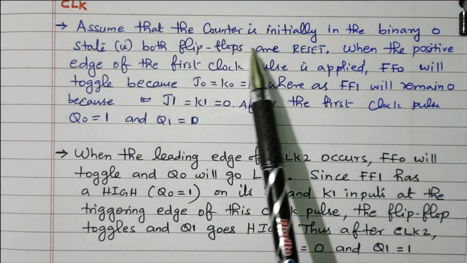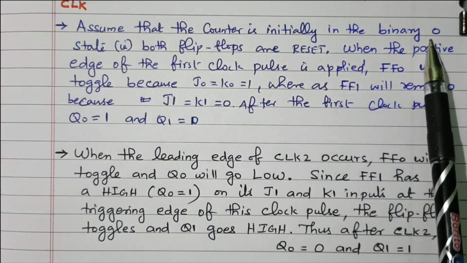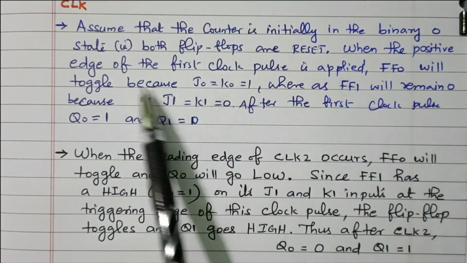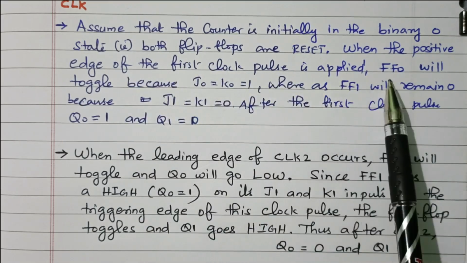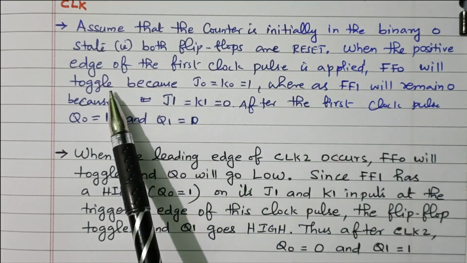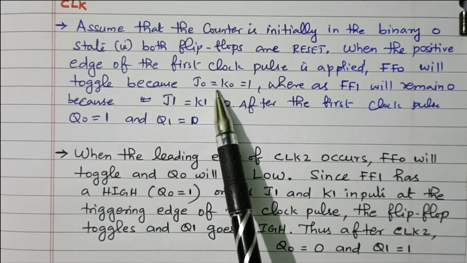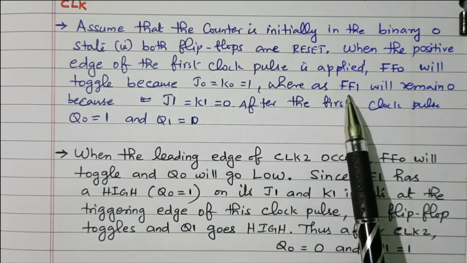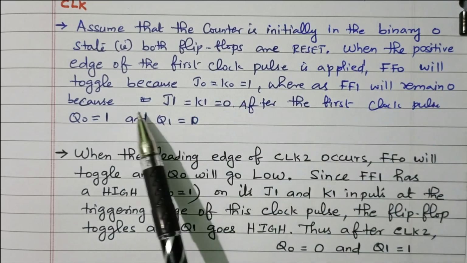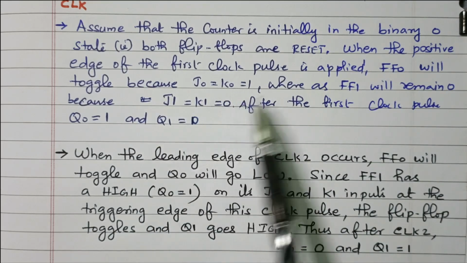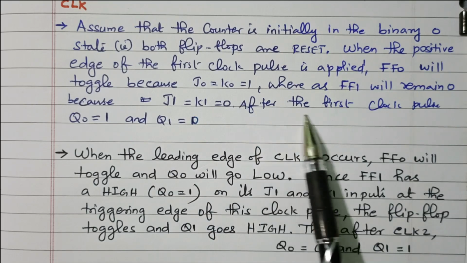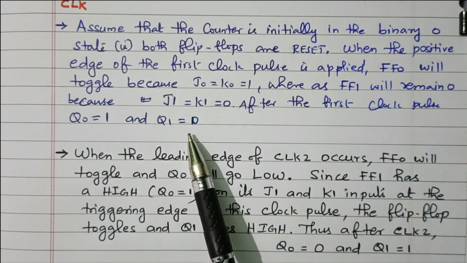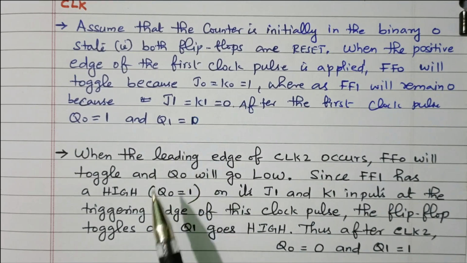Assume that the counter is initially in the binary 0 state. Both flip-flops are reset. When the positive edge of the first clock pulse is applied, the first flip-flop will toggle, because both the inputs J0 and K0 are 1. Whereas flip-flop 1 will remain 0, because J1 and K1 are 0. Initially we made it 0. After the first clock pulse, Q0 becomes 1 and Q1 becomes 0. Right? This is the first clock pulse.